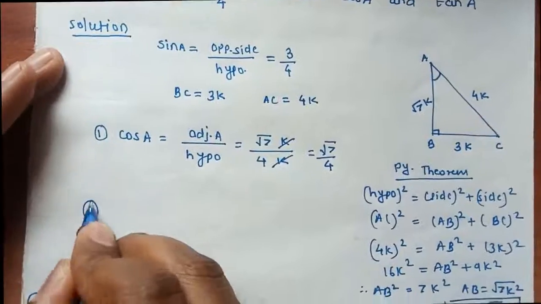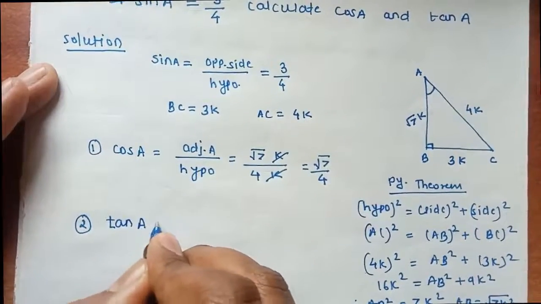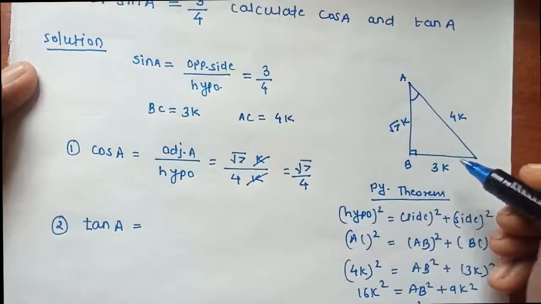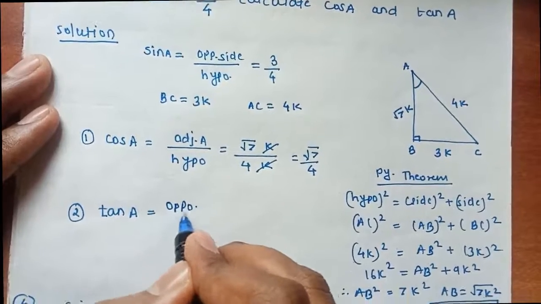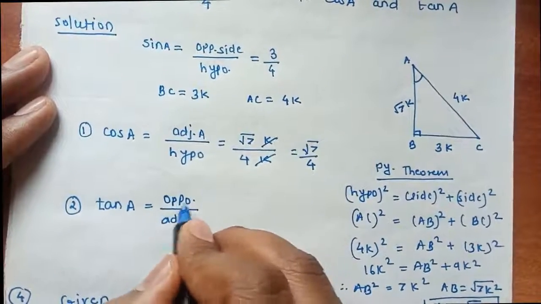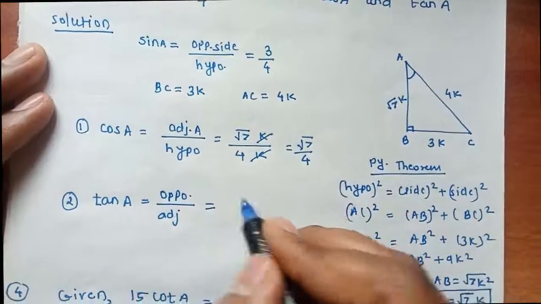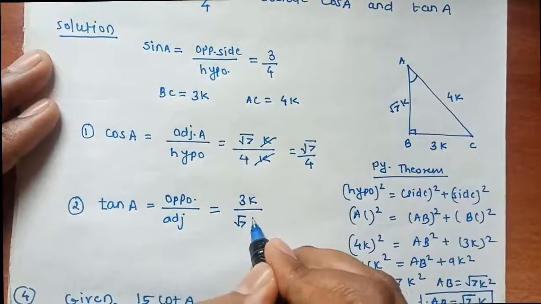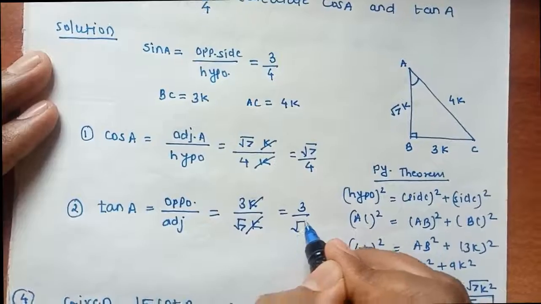Now the second one is tan A. Again we have to find it for angle A. For tan we know the trigonometric formula: opposite upon adjacent. So opposite side upon adjacent side, I am just writing the short form. So tan A is equal to 3k upon the adjacent, root 7k. The k cancels, so your answer will be 3 upon root 7.